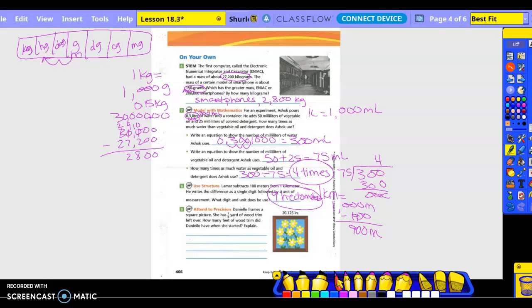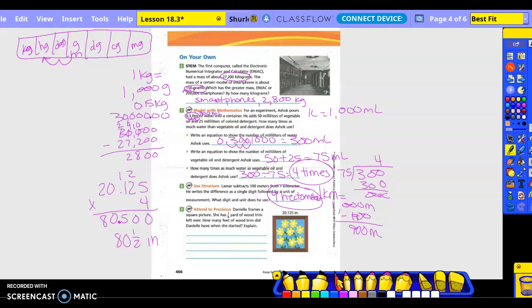Okay. Number 9, attention to precision. Danielle frames a square picture. She has 7/8 yard of wood trim left over. How many feet of wood trim did Danielle have when she first started? Explain. Okay. So, first of all, we need to take that 20 and 1/8 inches, or 20.125, times what? 3. How many sides are there, guys? 4. So, we need to take it times 4. So 0, carry the 2, 4 times 2 is 8, plus 2 is 10, carry the 1, 4 times 1 is 4, plus 1 is 5, 4 times 0 is 0, 4 times 2 is 8, and I have 3 decimal places. So that is 80 and 1/2 inches, right?